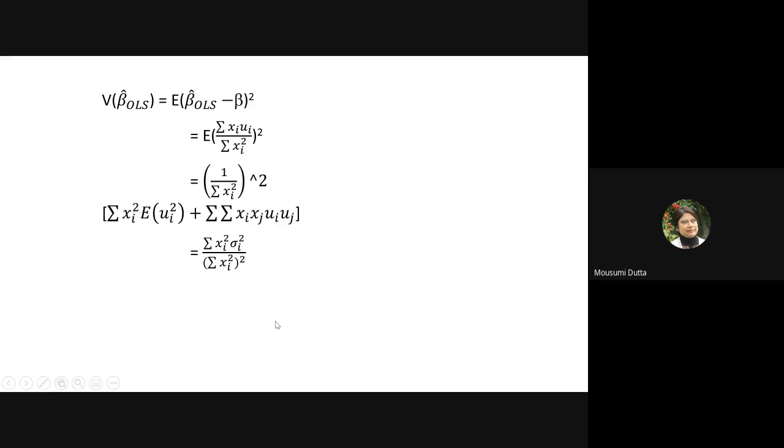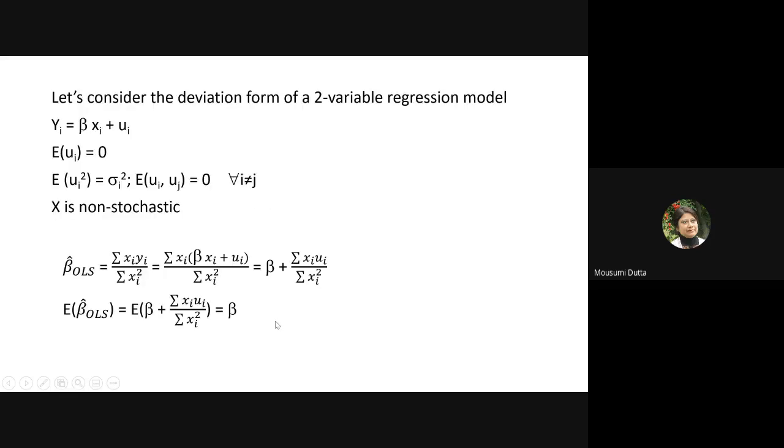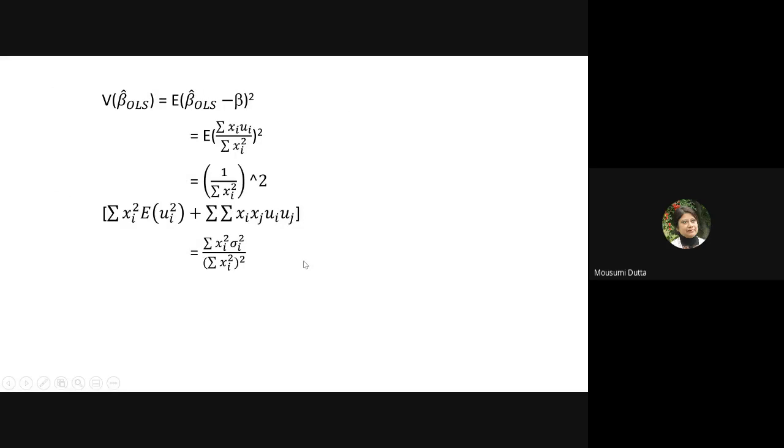Next, we calculate the variance of beta hat OLS. Beta hat OLS is equal to beta plus this part. So beta hat minus beta is equal to this part. I'm using that. Again, all of you know this. So the variance of beta hat OLS is equal to the expectation of beta hat OLS minus beta, which is summation xi ui divided by summation xi square, whole square of this.